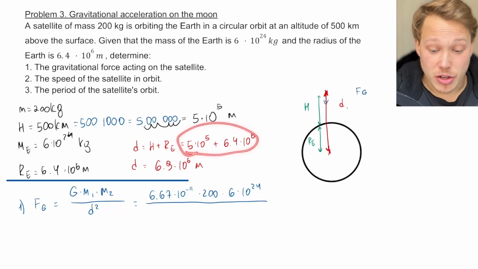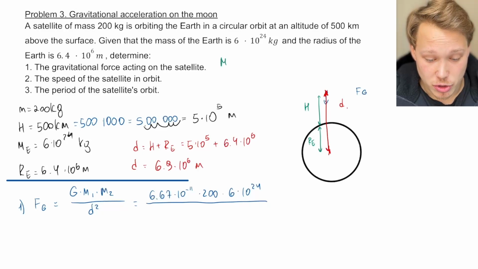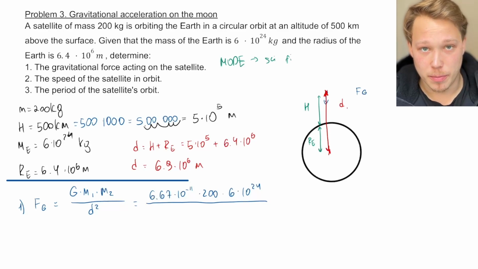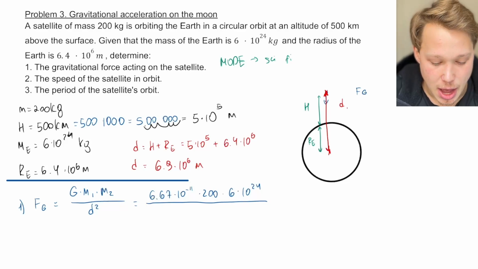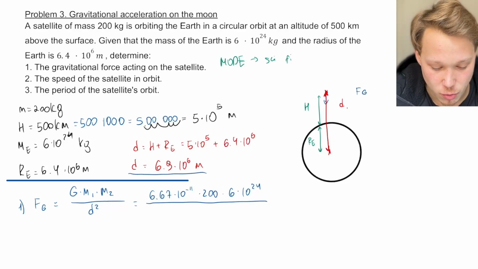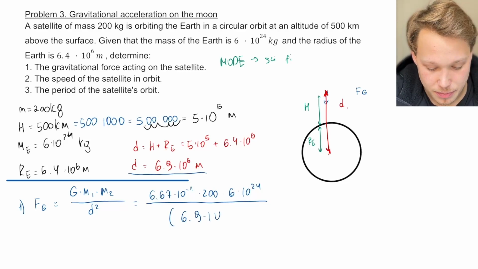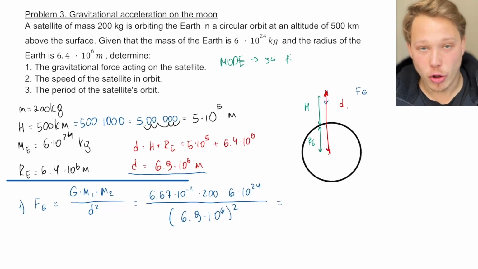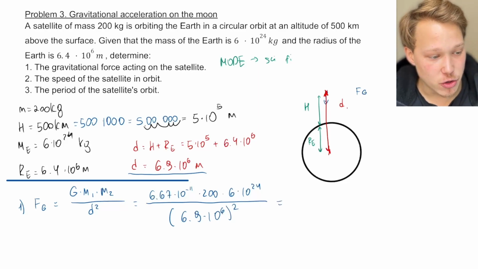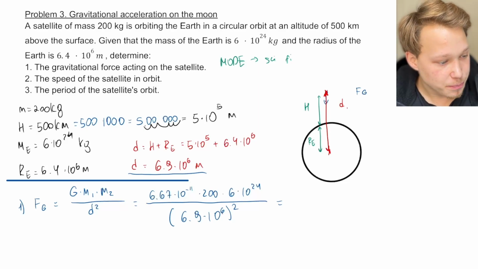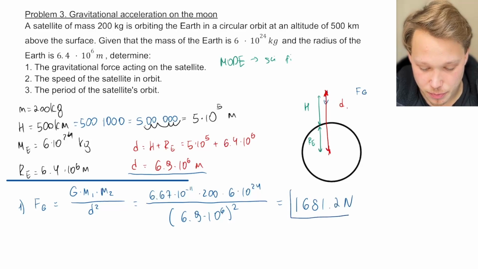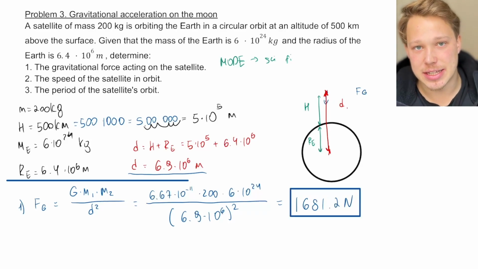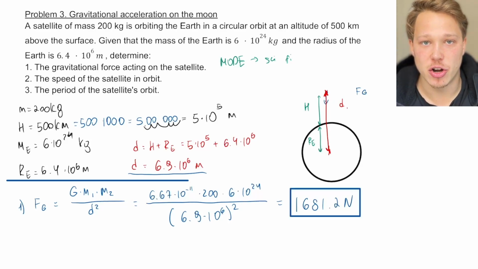Remember, you can always switch your calculator to scientific notation by going to mode and selecting sci. There will be normal and sci options, so switch it to sci for the purposes of this problem. But now that we have this distance over here, we can plug all of this into our calculator and we'll find the gravitational force of 1,681.2 newtons.